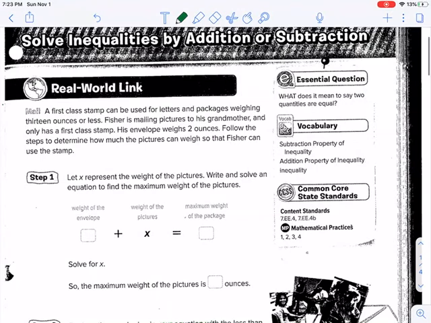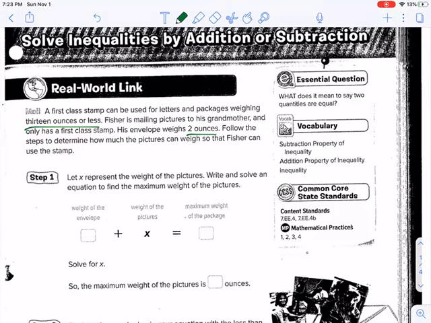So our real-world link is about mail, and a first-class stamp can be used for letters and packages weighing 13 ounces or less. Fisher is mailing pictures to his grandmother and only has a first-class stamp. His envelope weighs 2 ounces. Follow the steps to determine how much the pictures can weigh so that Fisher can use the stamp.